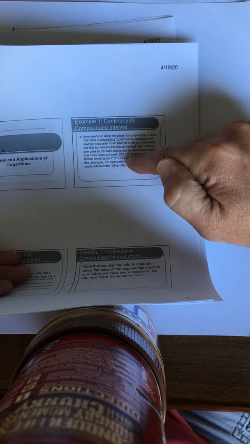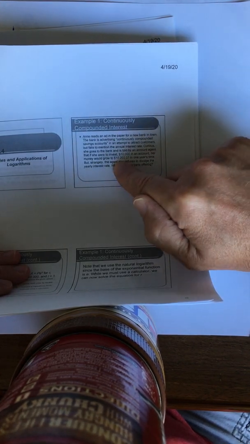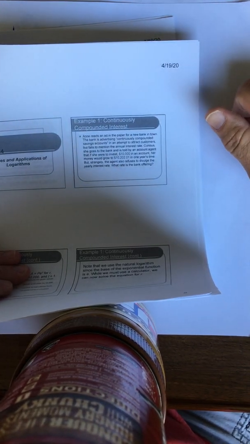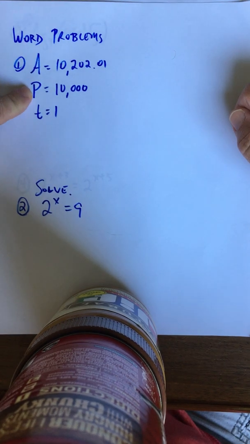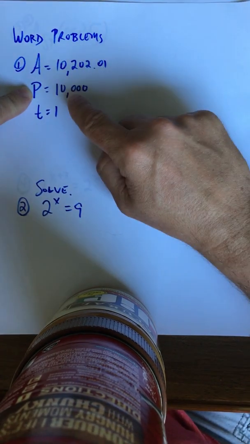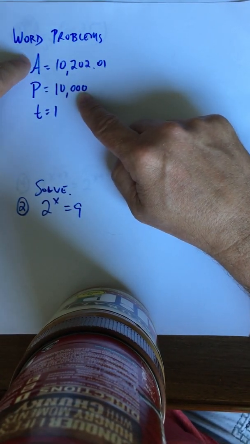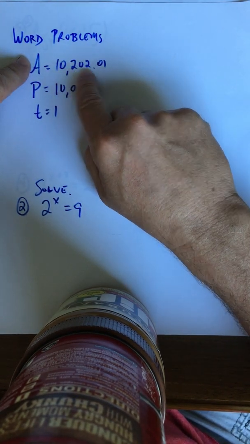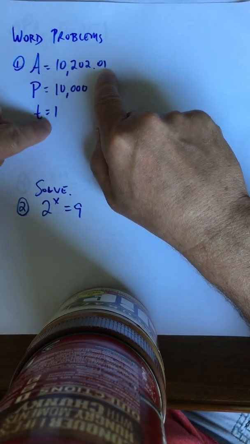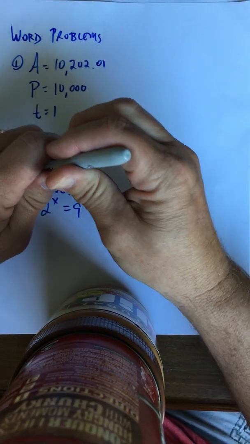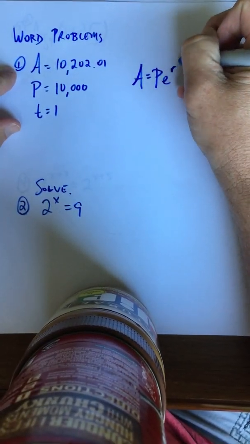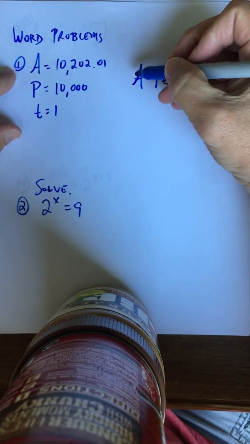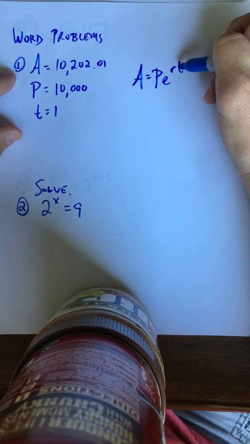It says if you open up a $10,000 account, after 1 year, you'll have $10,202.01. All right, so this is the information they gave you. The principal, the amount you're starting off with, is $10,000. The amount at the end is $10,202.01, and that's after 1 year. Now, because it is continuously compounded, it's going to be this formula, the one with the e in it. So it's A equals Pe to the rt.